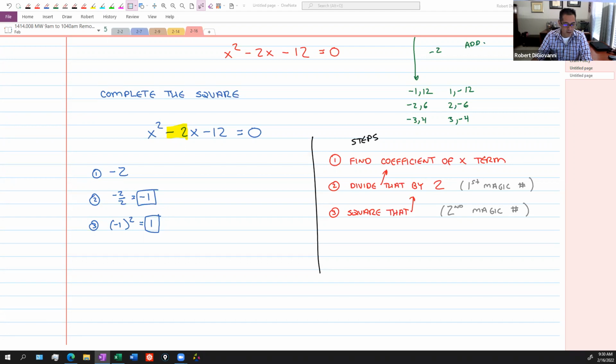Once you found that number, divide by 2, take it and then square it and get this number 1. What next? You add it to both sides of the equation? You add it to both sides of the equation, right?